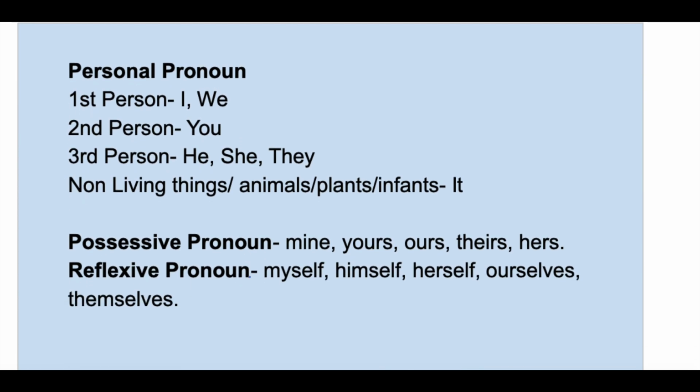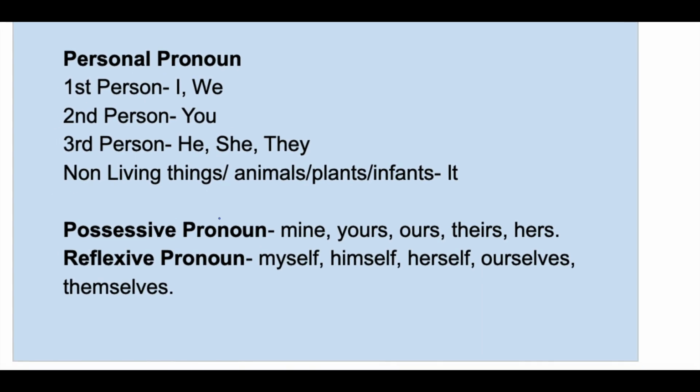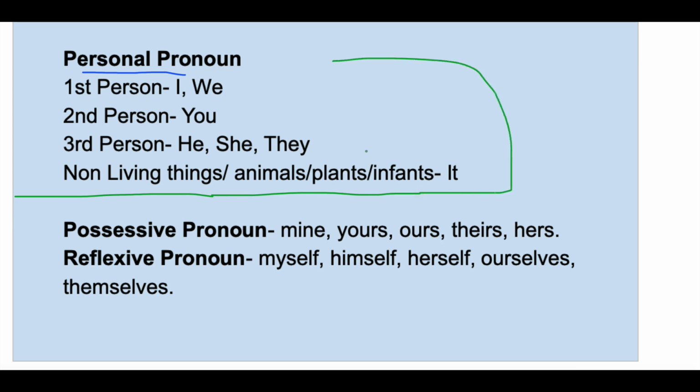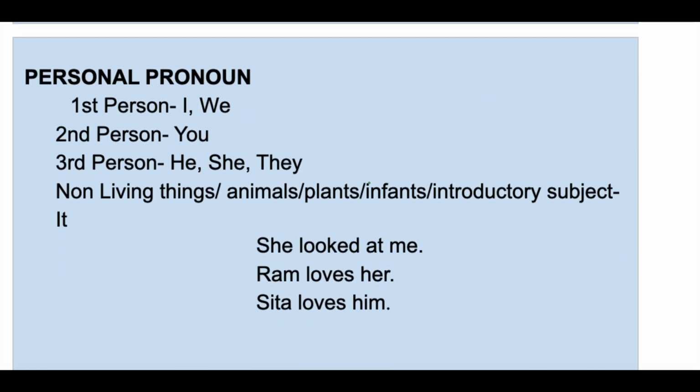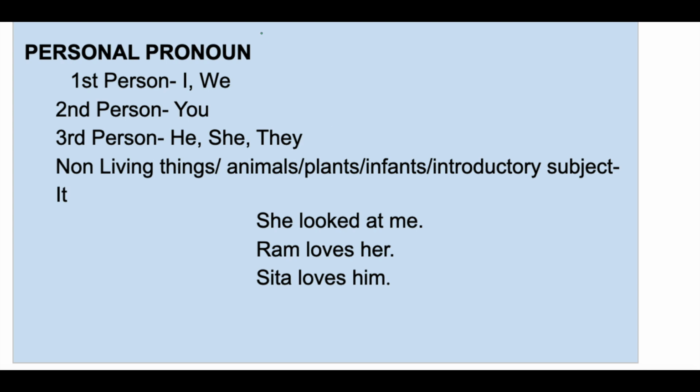Okay. Next. Types of pronoun. Now we will at first learn what is personal pronoun. Okay. Personal pronoun. In personal pronoun comes I, we, you, he, she, they and it. These are all personal pronouns. Now, let's understand when do we use I and we.